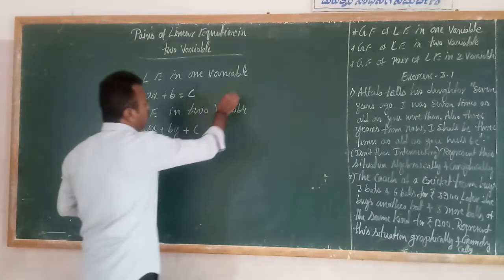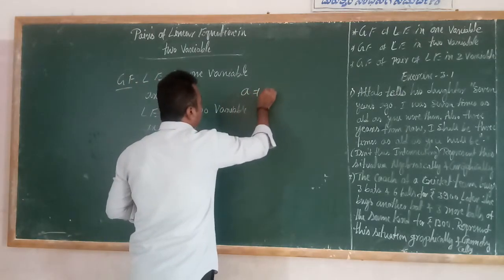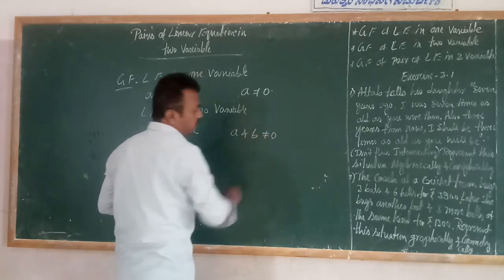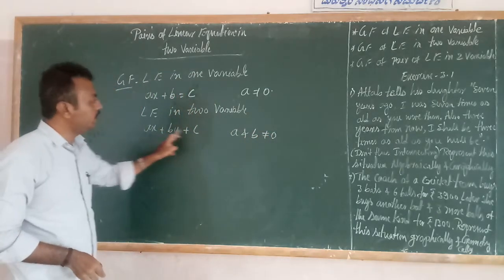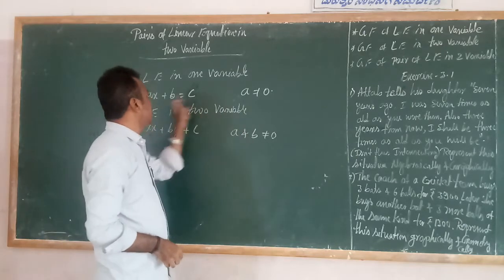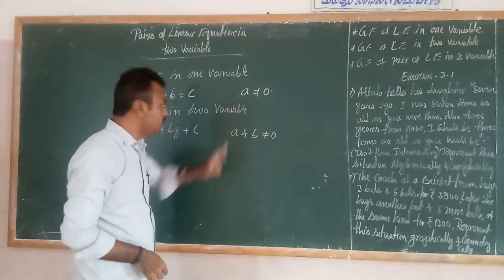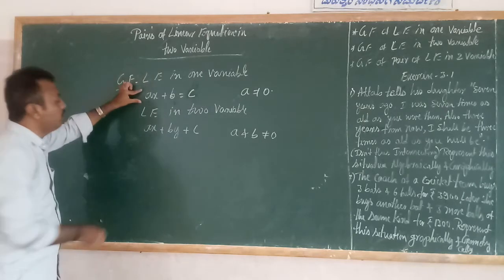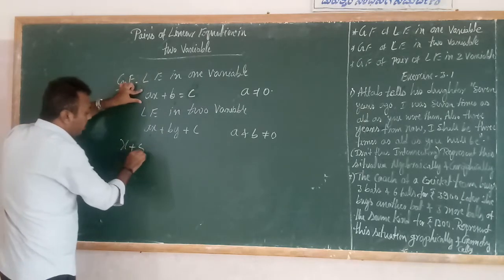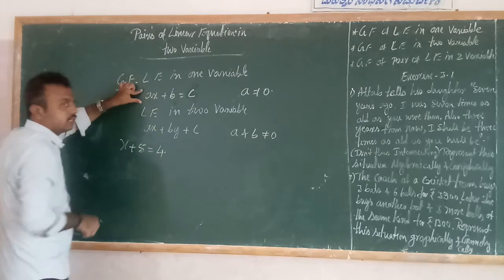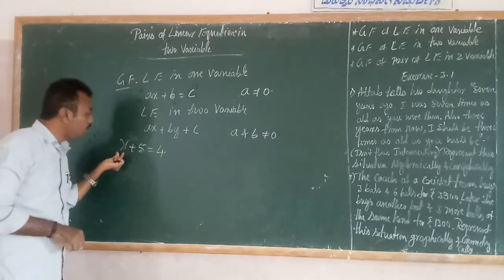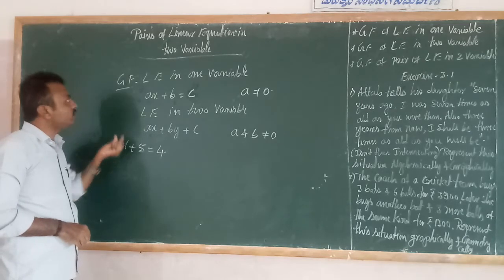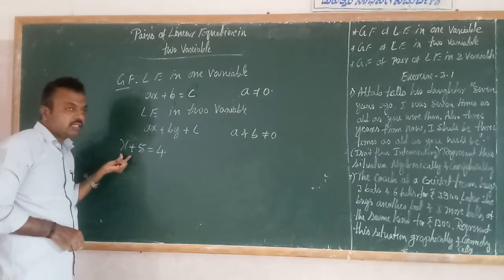Here a and b are not equal to 0. These are the conditions. In that, see students, for linear equations in one variable, for example, x plus 5 is equal to 4. One unknown variable is there. Correct? That's why we call it a linear equation in one variable.